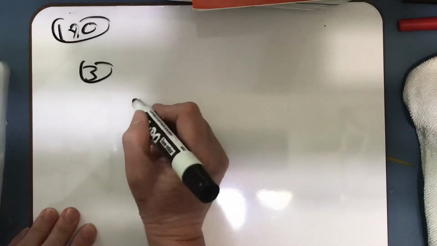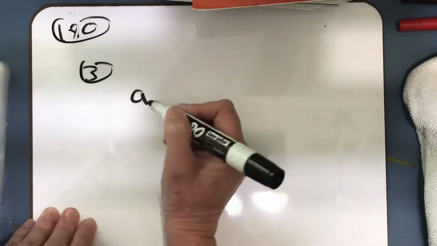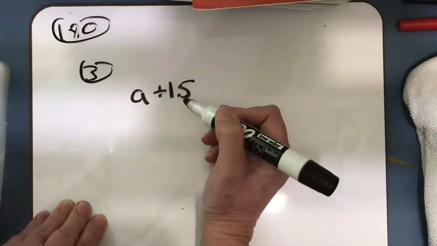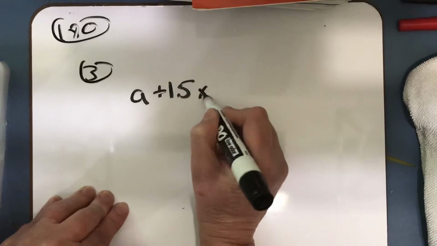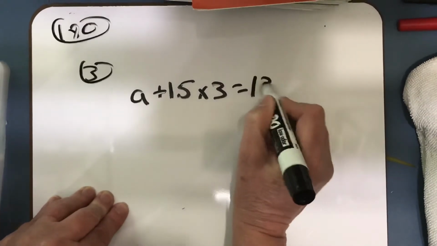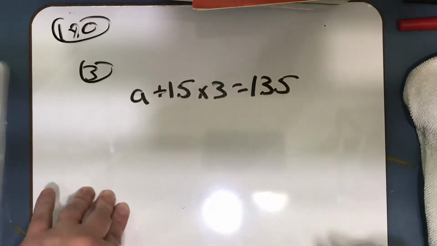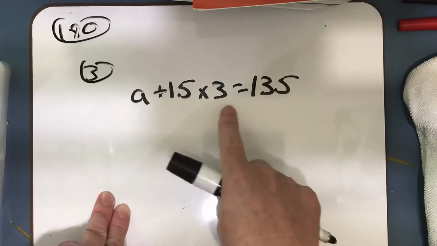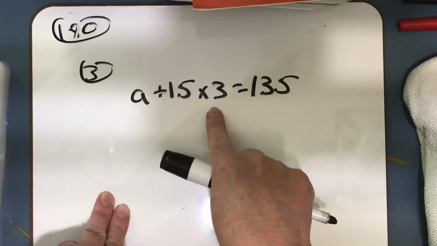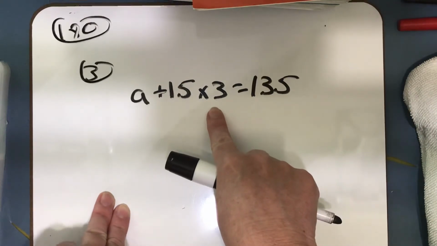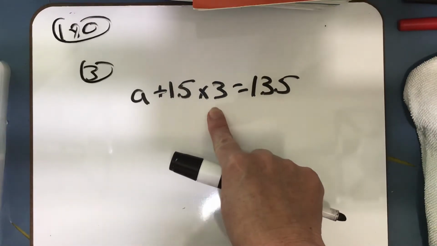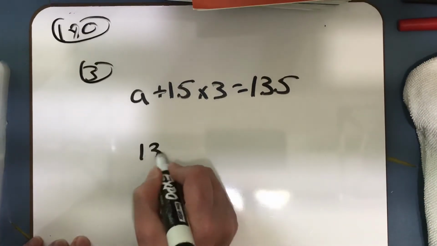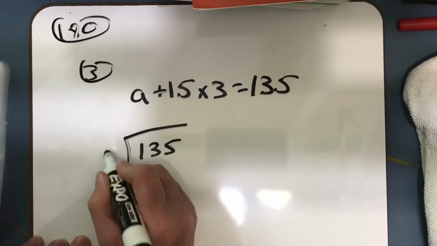Well, we're trying to find her age. So we're going to say A, then if she adds 15, so A plus 15, and then multiplies, so times 3 will equal 135. So we have to work backwards. We have to undo what has been done. So the last thing we did was multiply. Okay, to undo multiplication, I divide, because multiplication and division are inverse operations. Okay, so I have to take 135 divided by 3.